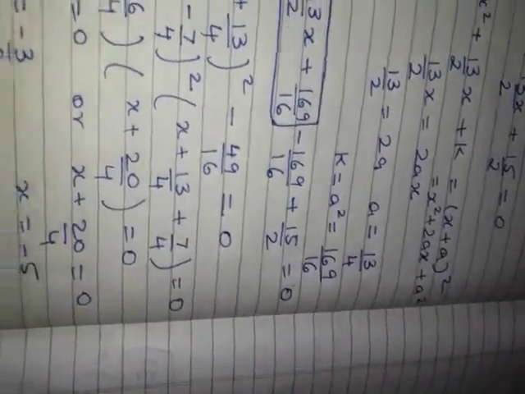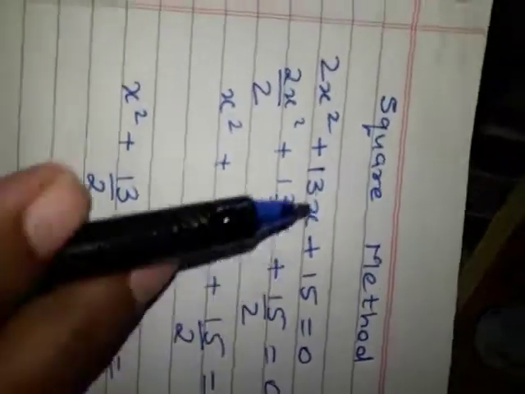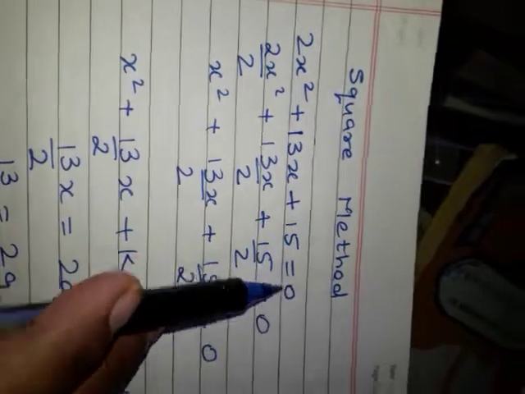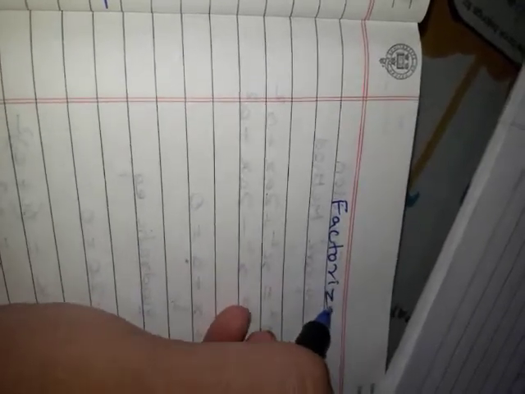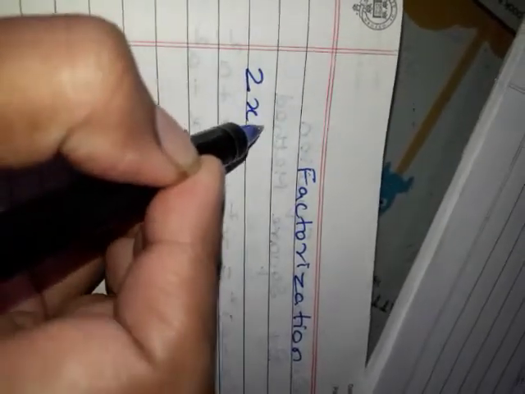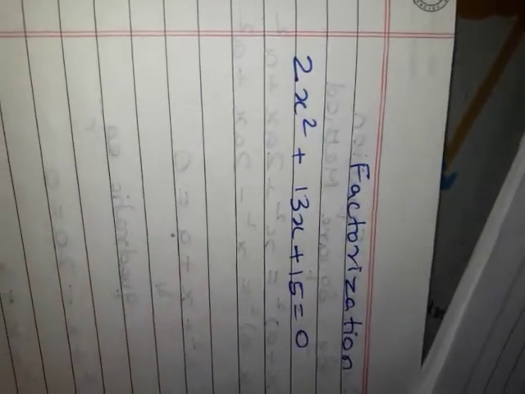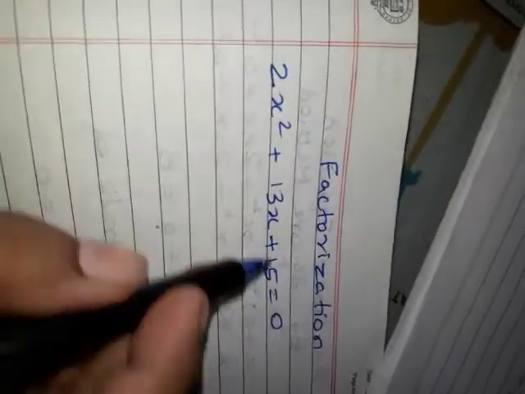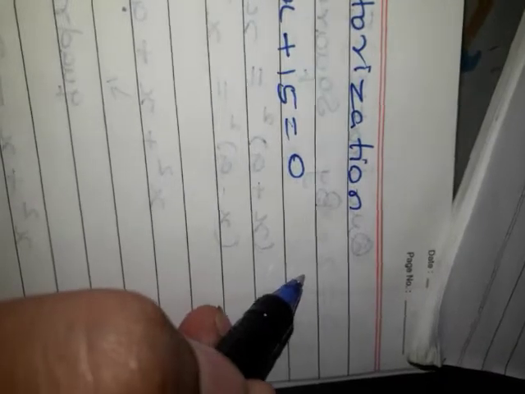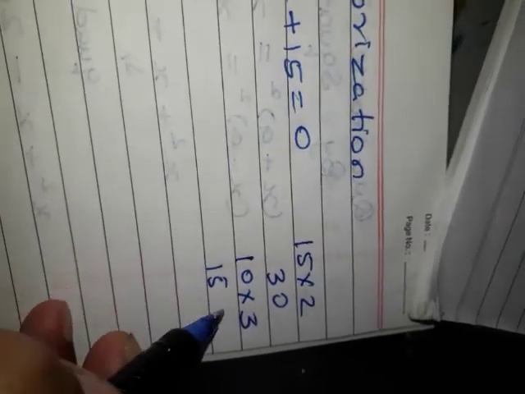Now the same equation, that is 2x square plus 13x plus 15, we will do by the factorization method. We will do the same equation by the factorization method and we should get the same answer. 2x square plus 13x plus 15 is equal to 0. Now here 2 into 15 is equal to 30. So I will find the factors: 30 can be written as 10 into 3 or it can be written as 15 into 2.